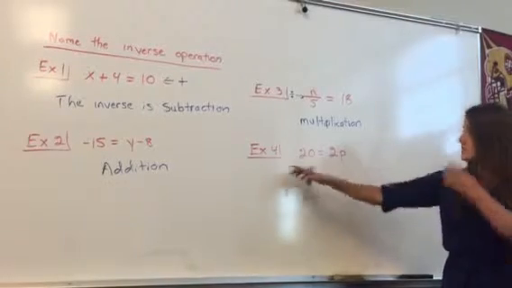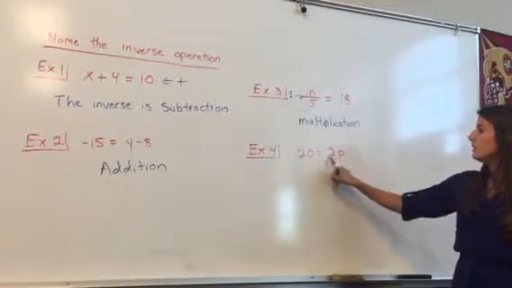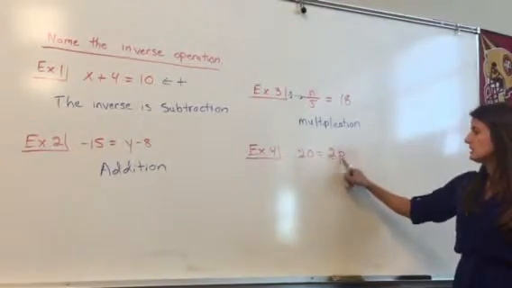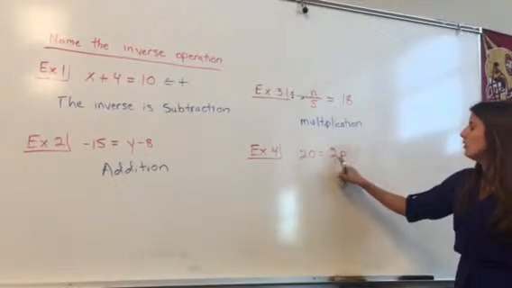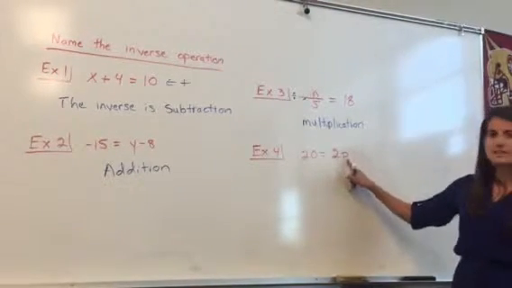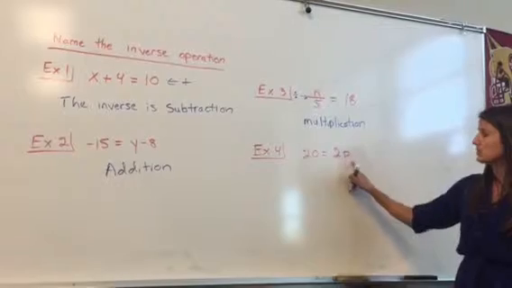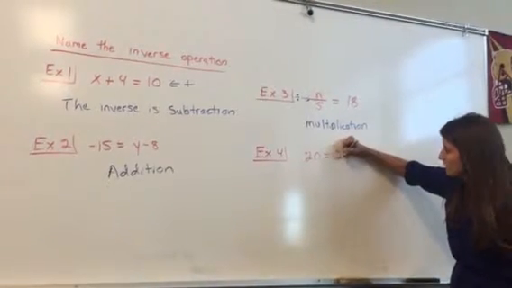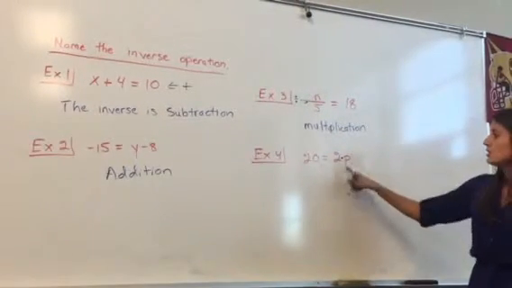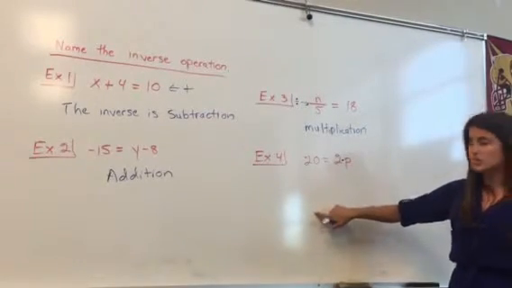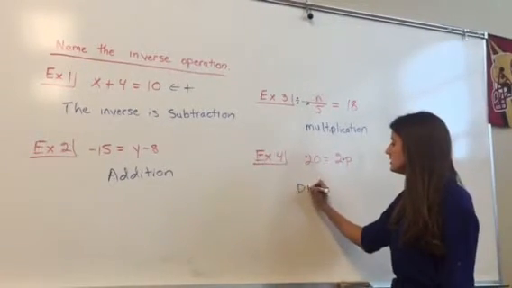And then lastly, in this example, your variable is the letter p. So on the same side, you have a number directly next to that letter. Remember, the operation between those is multiplication, so you can draw it in there. So then the opposite of multiplication is division. So your inverse is division.